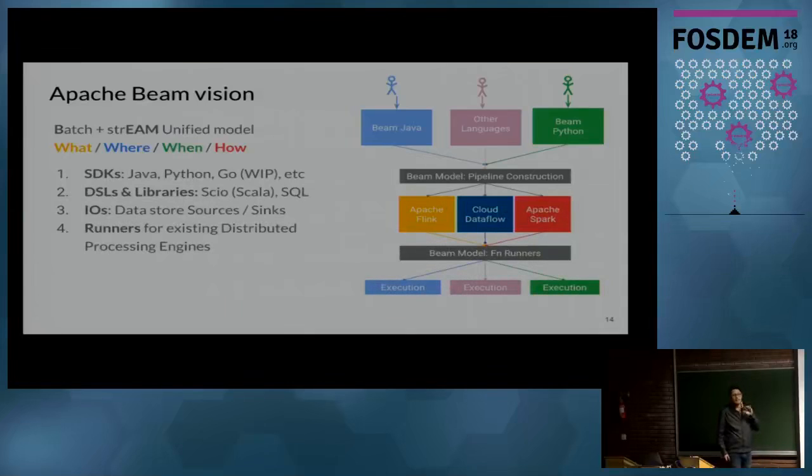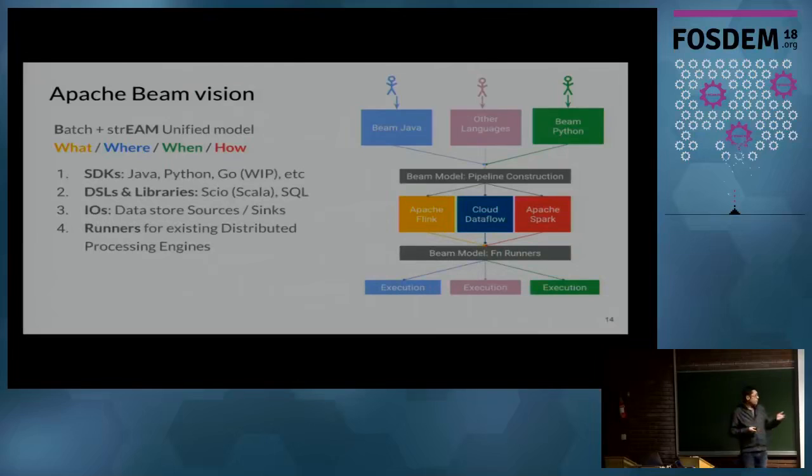Every Beam pipeline answers these 4 questions. I will go quickly into this because it's a little bit outside of the benchmark part. But more important is that we have these SDKs today in Java and Python, and there's ongoing work for the Go one. We have some libraries on top of this. We have Scio, a Scala library on top of this. We have an SQL that is starting now.